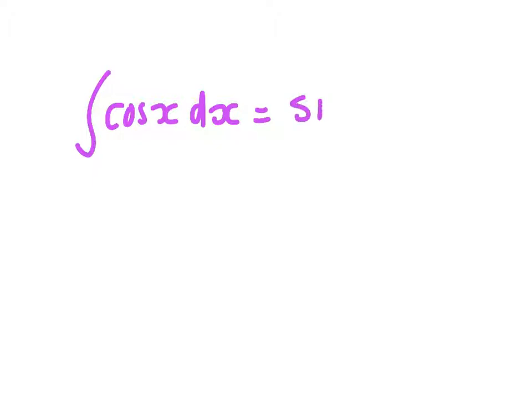Today we're looking at integrating trig functions, and remembering that integrating is just undifferentiating. It's going to be the reverse of the rules we learned when we were differentiating. So the integral of cos x is going to be sin x plus c, because this is an indefinite integral.